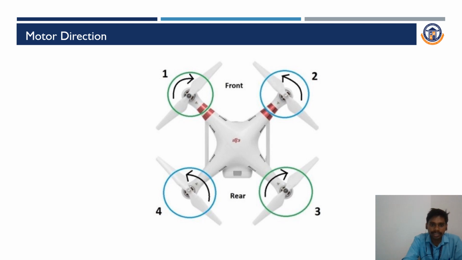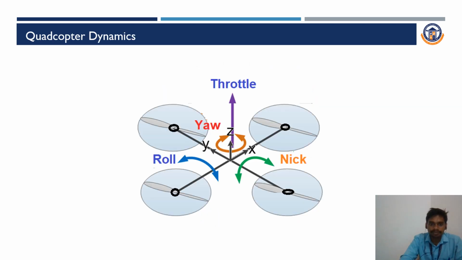This is the motor direction. Motors 1 and 3 are in the clockwise direction. Motors 2 and 4 are in the anti-clockwise direction. Even drones have a front view and rear view, the same as a car. Rear means back. These are the quadcopter dynamics: throttle, yaw, roll, and pitch.